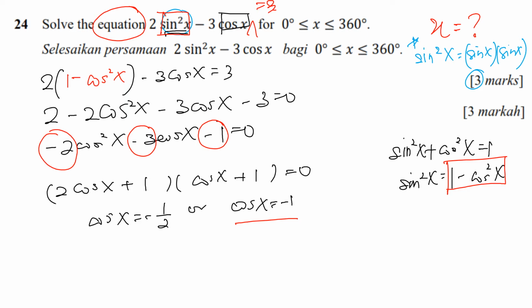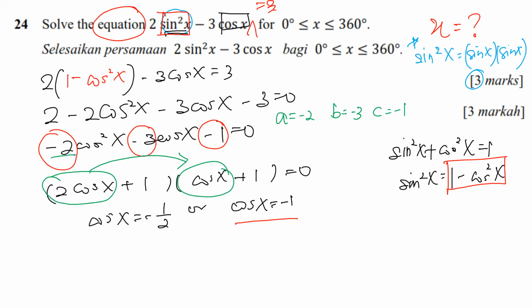You see the one that I circled in red color: A is -2, B is -3, and C is -1. Let me write it here for you. A is -2, B is -3, and C is -1. But now, when I check your working, when I multiply this with this, I get 2 cos squared x. I don't get the value of -2, I get +2.